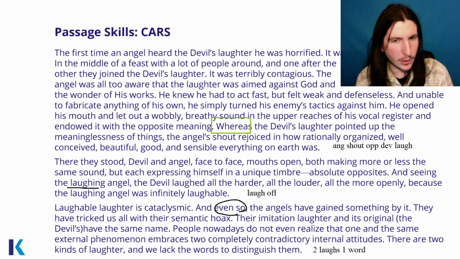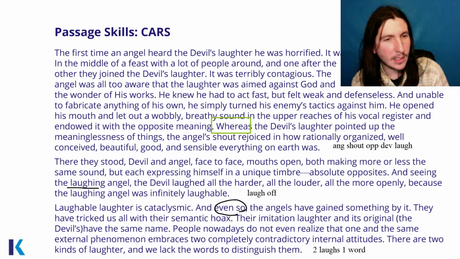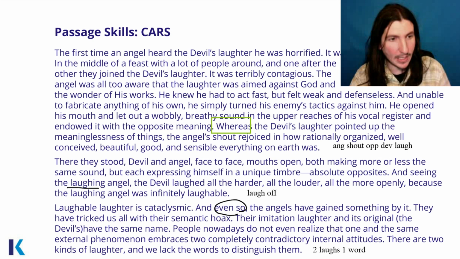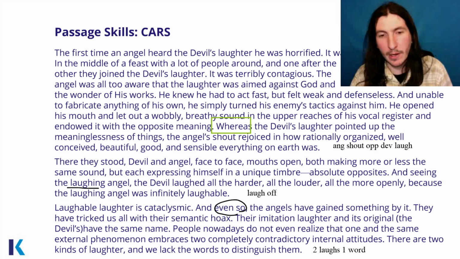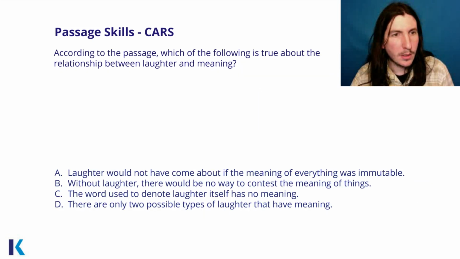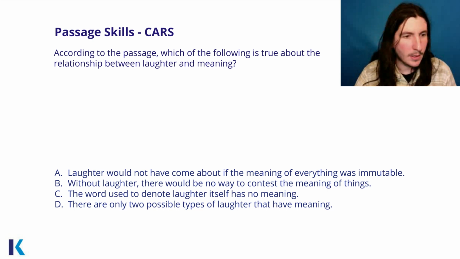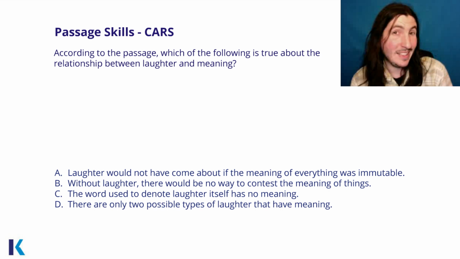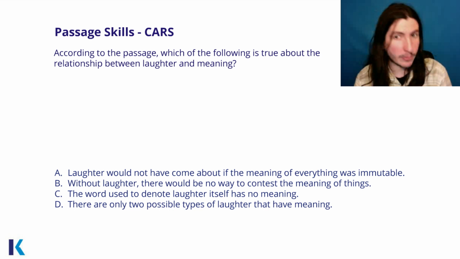The word laughter. There are two kinds of laughter, and we lack the words to distinguish them. So the word laughter has more than one meaning, is what's being implied in this last paragraph. So those are the two mentions of meaning we have in the passage, even if it doesn't even actually say the word meaning in that final paragraph, which maybe makes you lean towards the mention in paragraph 3. So that means, now go ahead and tell me in the poll, which of these is what the author said about laughter and meaning in paragraph 3 or paragraph 6?